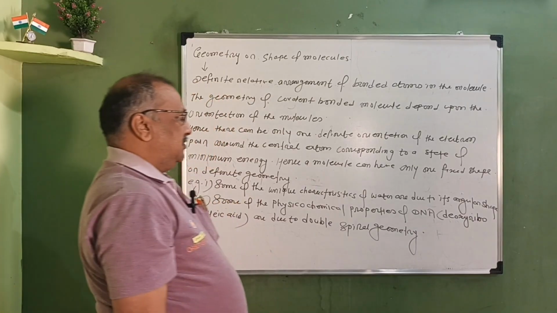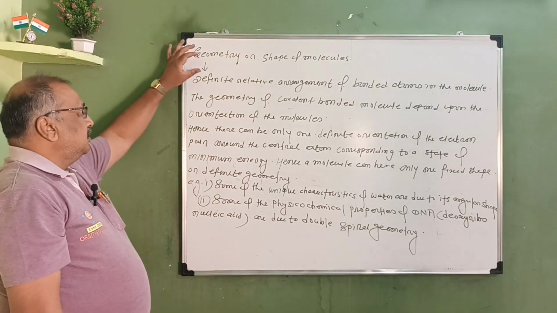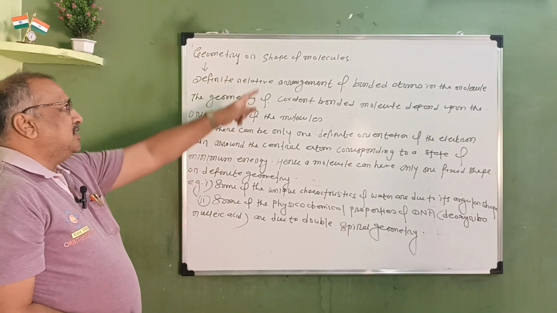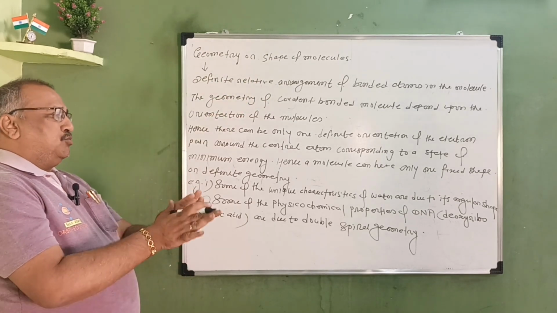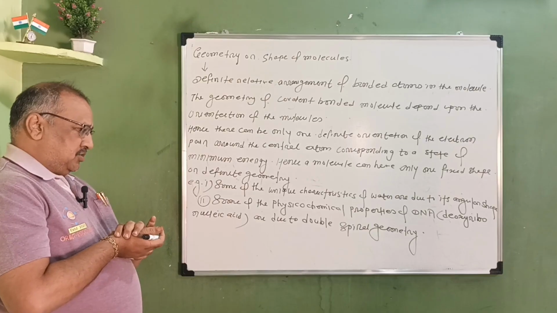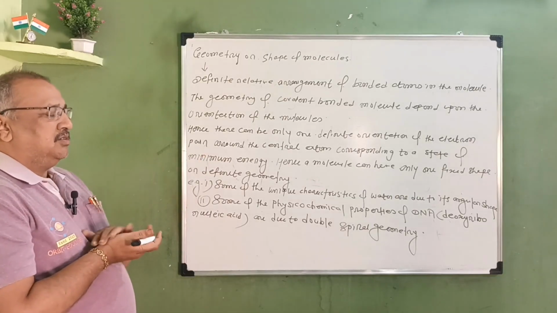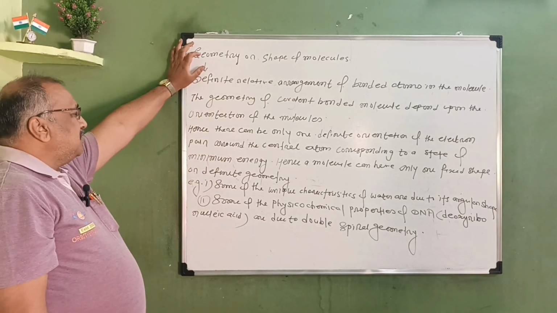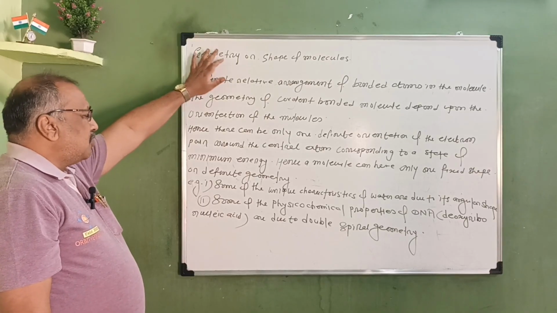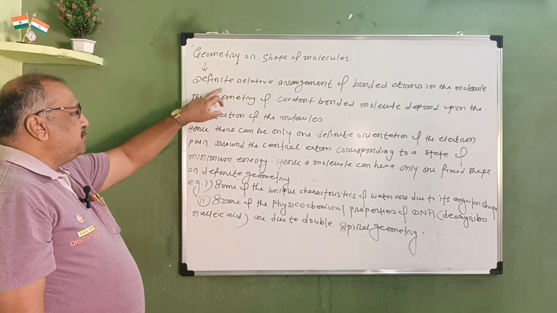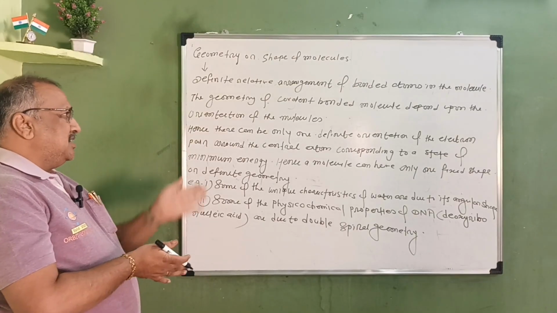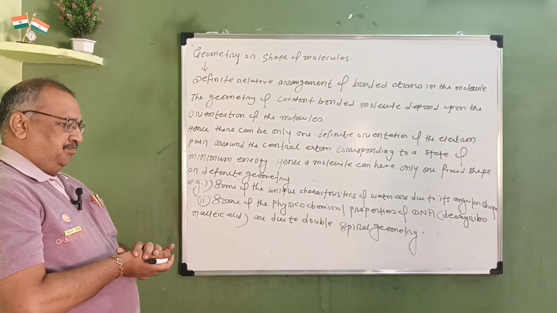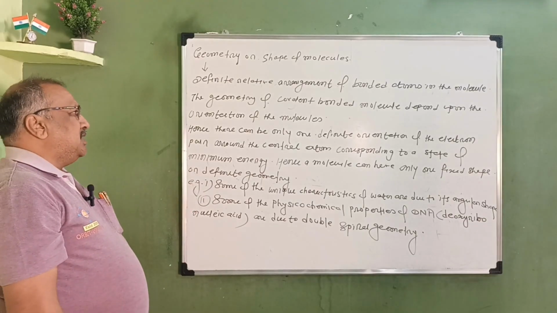Now listen here. A molecule consists of two or more atoms. Except noble gases, they are monoatomic. What is the definition of geometry or shape? Geometry or shape is defined as the definite relative arrangement of bonded atoms within the molecule. Now this is the definition of geometry.